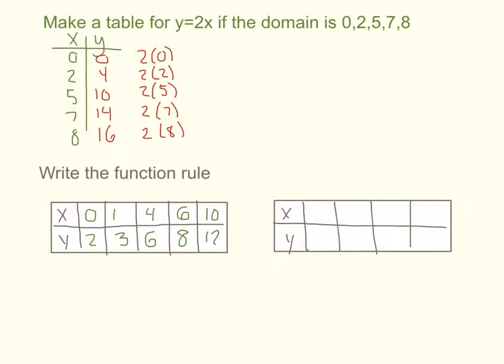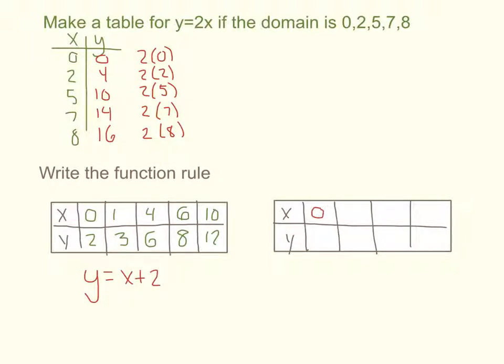1 plus 2 is 3. 4 plus 2 is 6, 6 plus 2 is 8, 10 plus 2 is 12. Yes, it does work. So my function rule then is y equals x plus 2. And here's our last one.